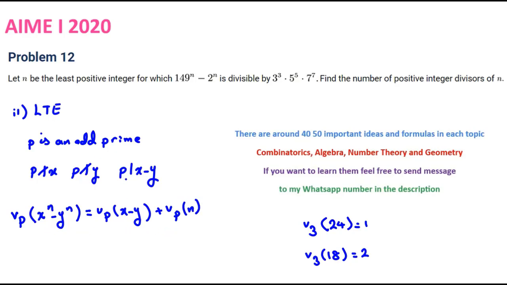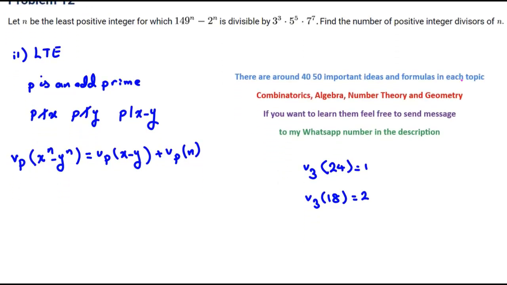Now use LTE and solve this problem. Pause the video and try first on your own. Here let's consider P equals 3 first. Let's see, does it satisfy the conditions of LTE? 3 is an odd prime. 3 doesn't divide 149, good. 3 doesn't divide 2, good. 3 divides 149 minus 2. 149 minus 2 is 147, and the sum of the digits is 12. So this condition is satisfied.